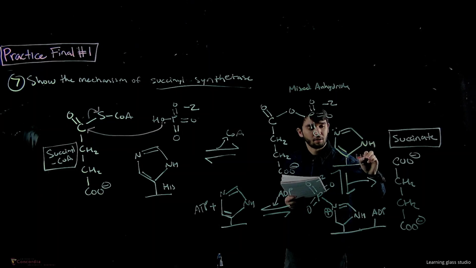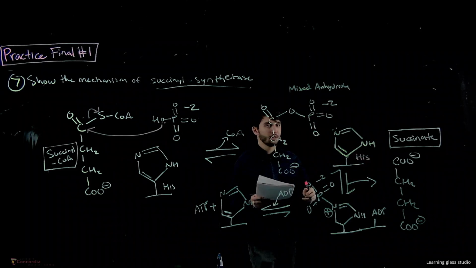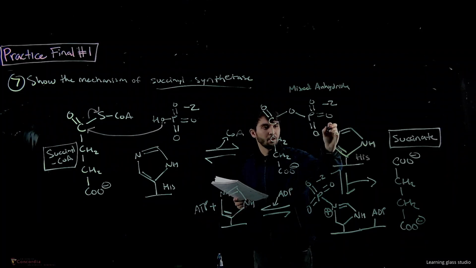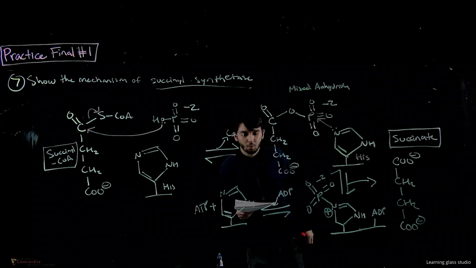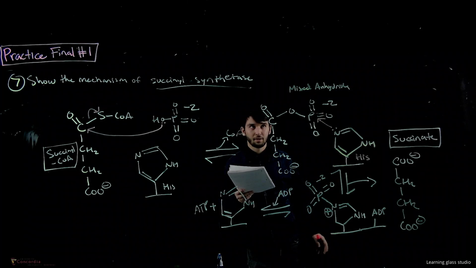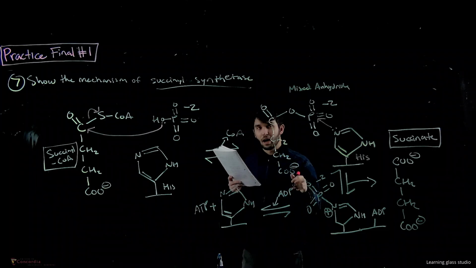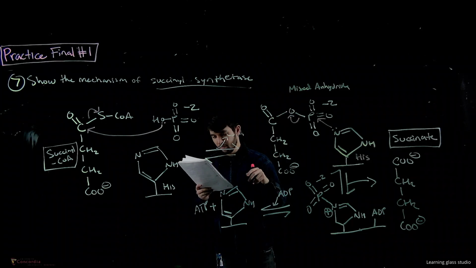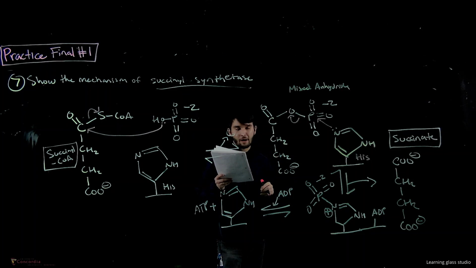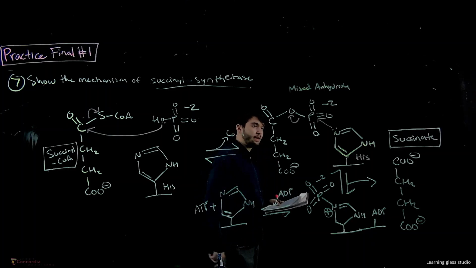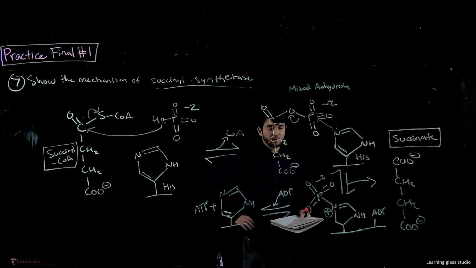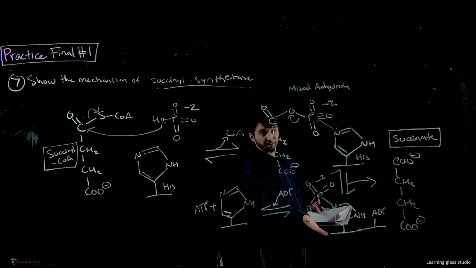The electrons on this nitrogen, this lone pair on the nitrogen in the histidine, will come up and attack the phosphorus in the phosphate group. Then the electrons in this bond will go to this oxygen, okay? That will generate a carboxylic acid group here, and this compound will be released as succinate. The result of this will be a phosphorylated histidine. So now the phosphate is on the histidine.